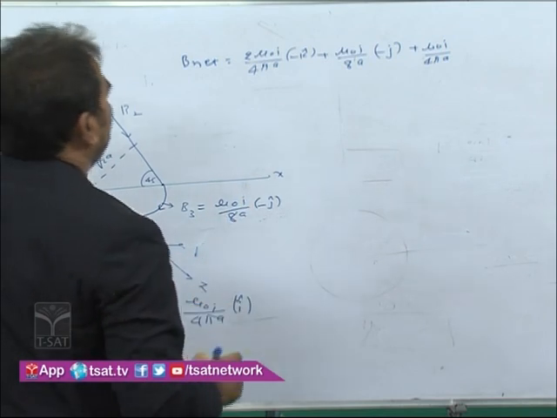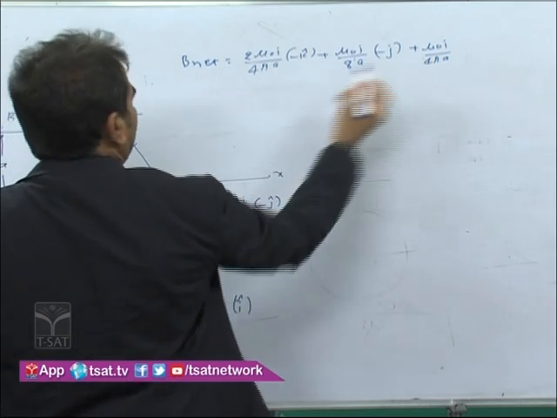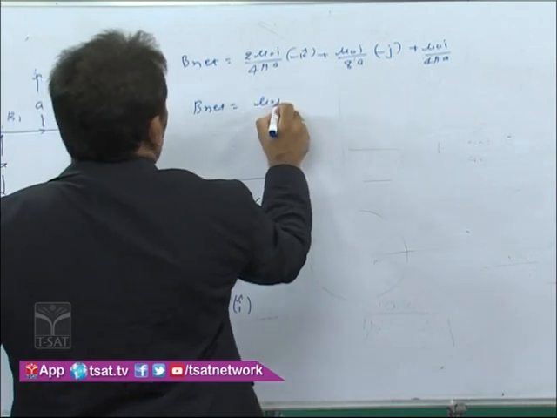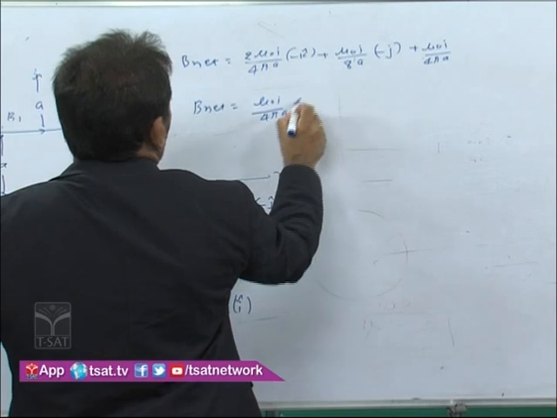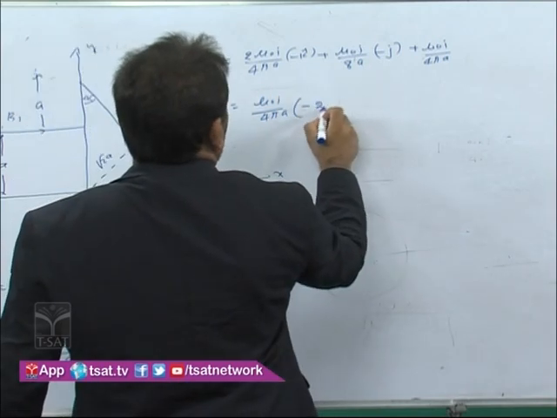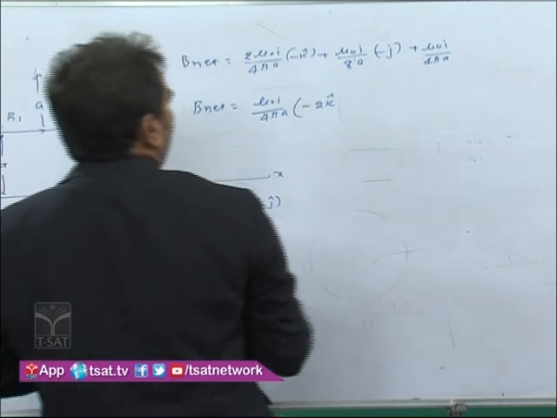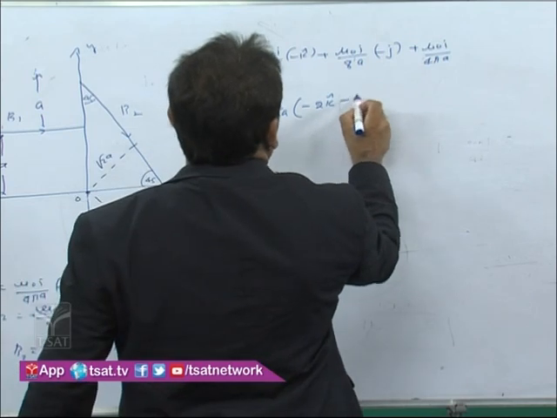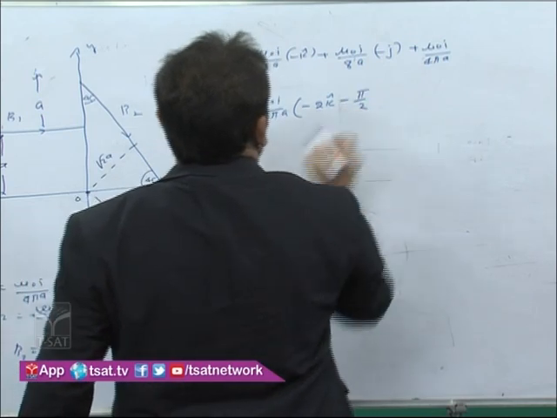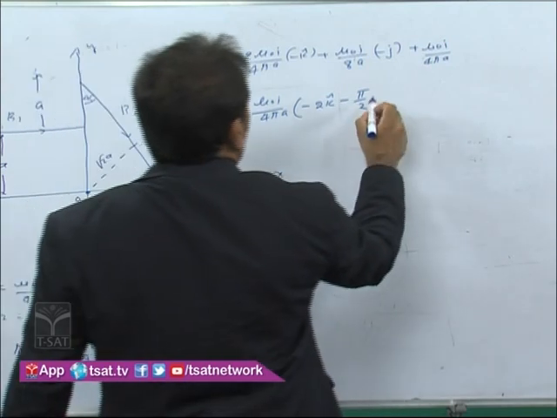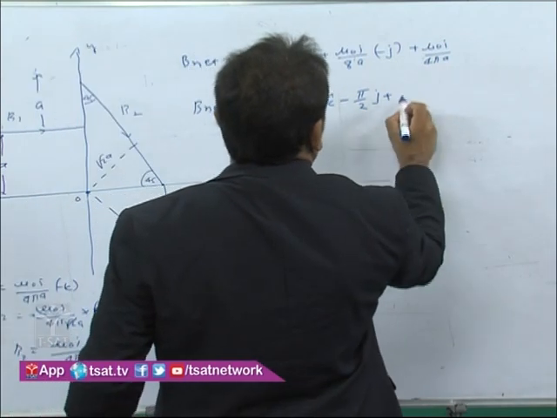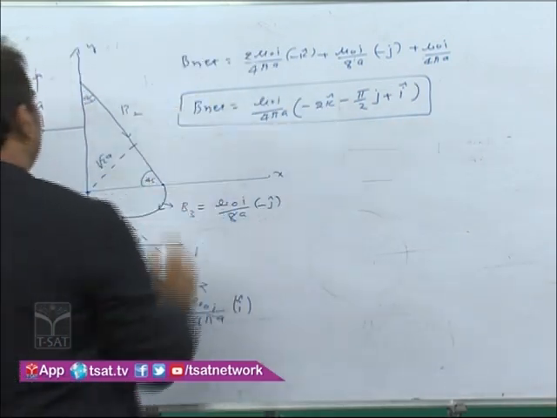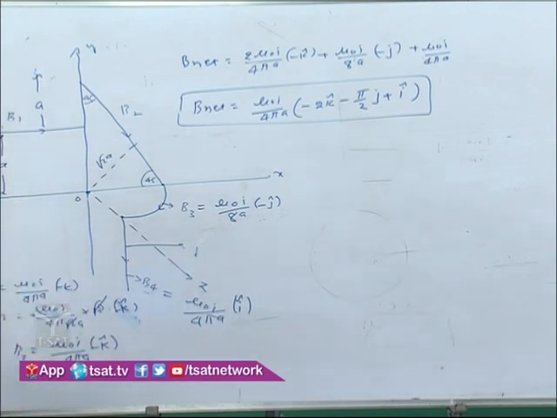In all these terms, mu naught I by 4 pi A is common. So B net is equal to mu naught I upon 4 pi A taken common, and the remaining terms are minus 2k, minus pi by 2 j, plus i. This is the resultant magnetic field induction at the center of this current carrying conductor.